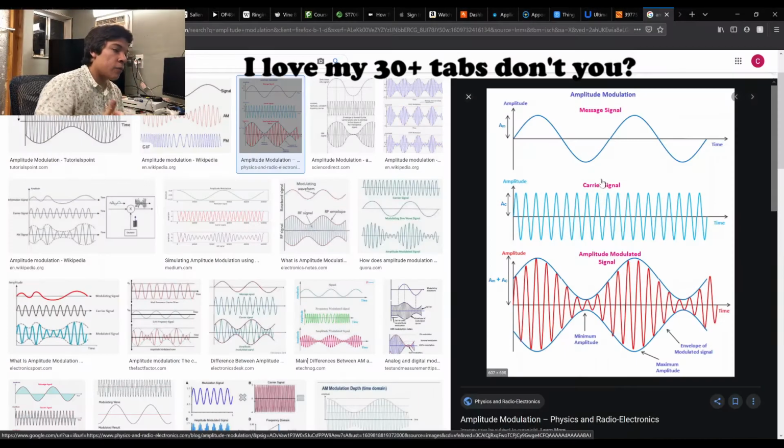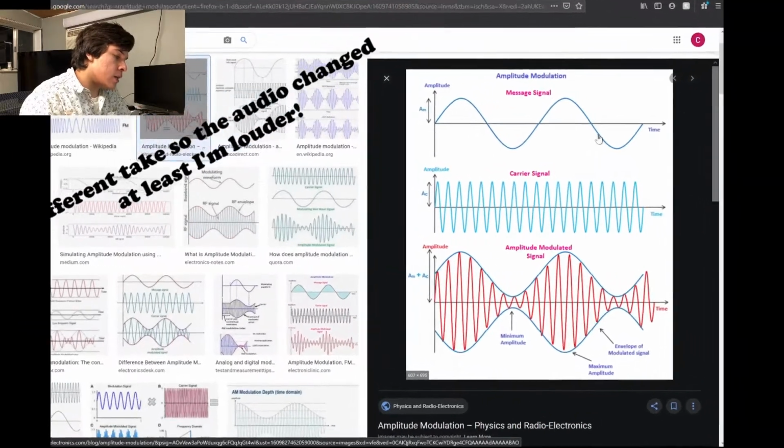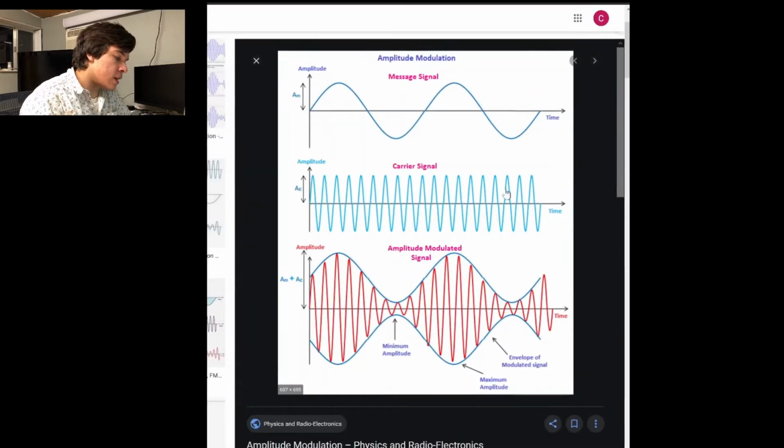To understand AM, we first need to understand what AM stands for. AM stands for amplitude modulation. As we can see here, it's composed of both a message signal and the carrier signal. The message signal changes the amplitude of the carrier signal to form the final signal here.